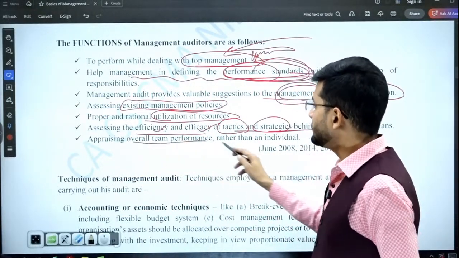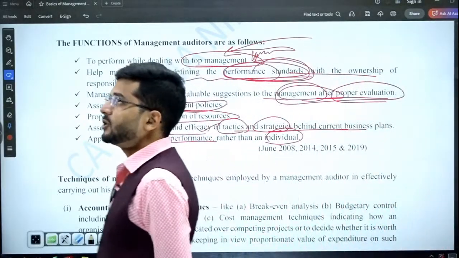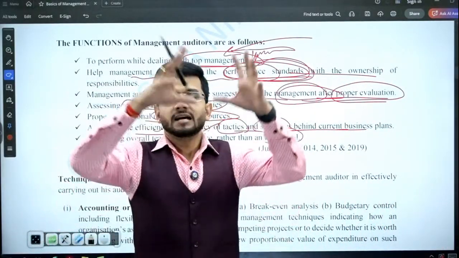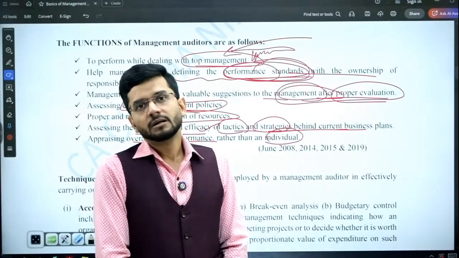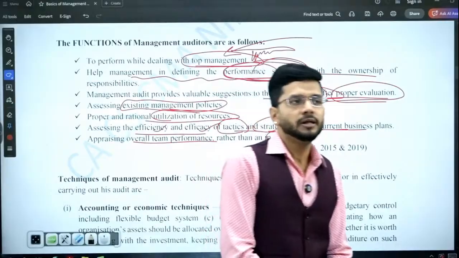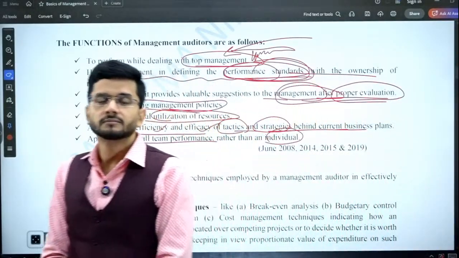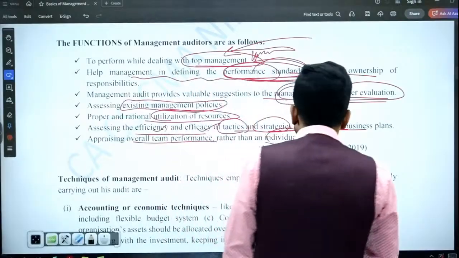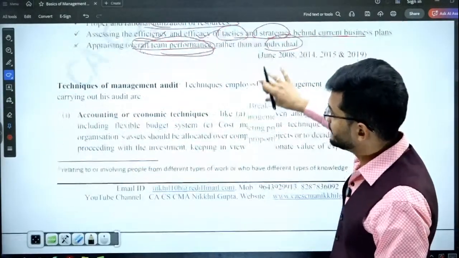And finally, appraising overall team performance rather than individual. So the management auditor is concerned with the performance of the entire management, the performance of the entire board of directors, and not only one board director. The performance of the entire board of directors should be the focus of the management auditor. So the idea is to appraise the entire management. Team performance should be appraised by the management auditor.